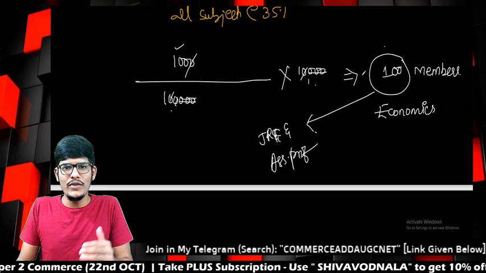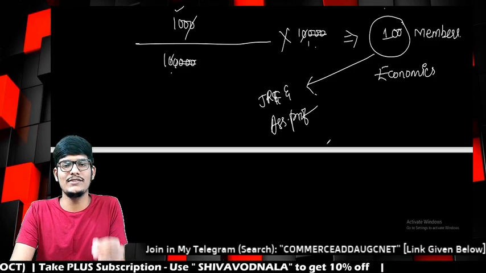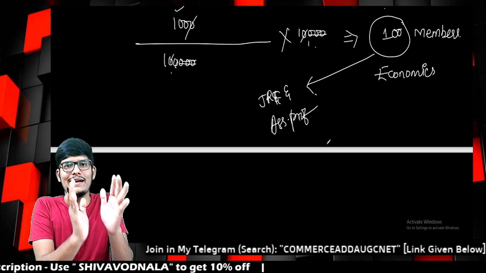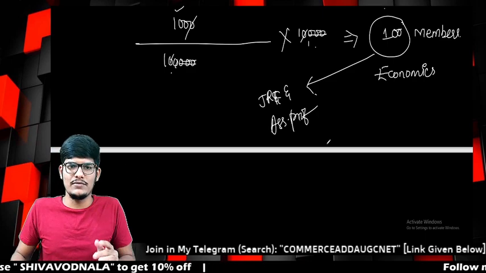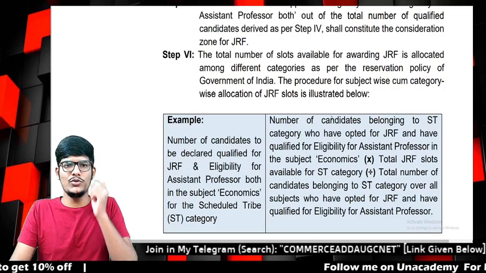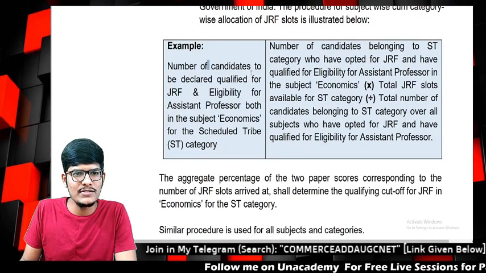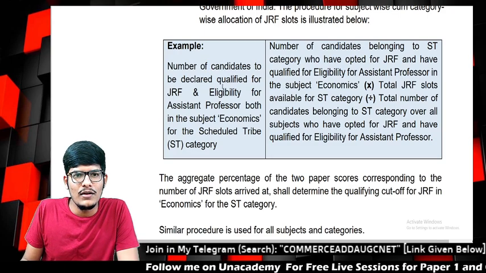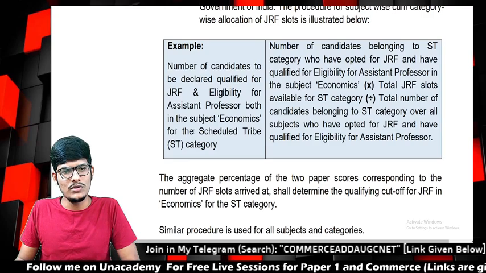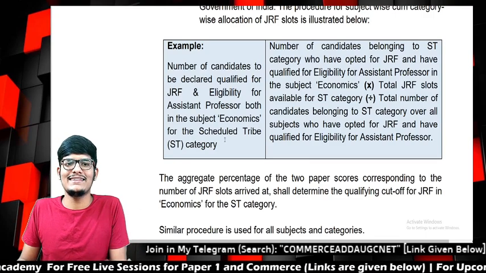Now till now we calculated the procedure for UGC NET qualification only, that is only assistant professor. Now combined together, out of the 100 members, we decided who are eligible for the JRF, that is JRF and assistant professor, we identified. Now let us look into the JRF deciding. Now on this, number of candidates to be declared qualified for the JRF and assistant professor, both, in the subject of economics by giving both papers in the SC category.